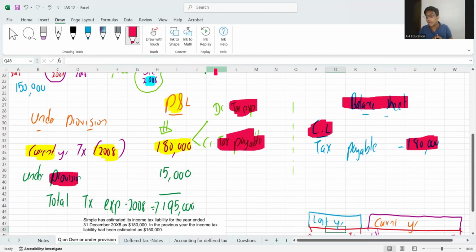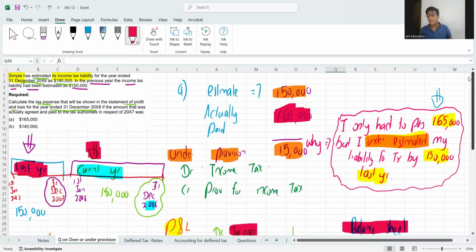In your current year, every year you all need to pay taxes, right? So in your current year, if there is a last year adjustment, you all can go and adjust your books in the current year rather than adjusting it in the last year. Now, how do I determine whether it's an under provision or over provision?